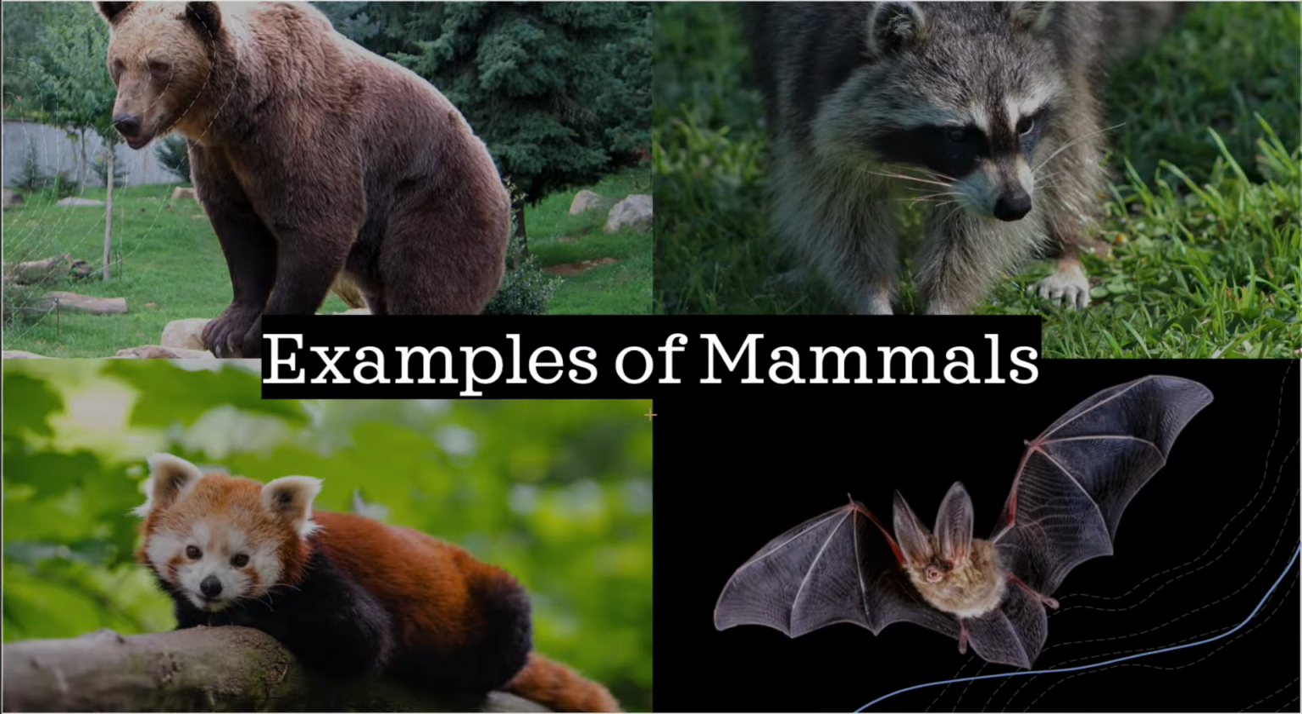Here are some more examples of mammals. As you can see, mammals are wide-ranging. We have a brown bear, we have a raccoon, we have a red panda, and even a bat.